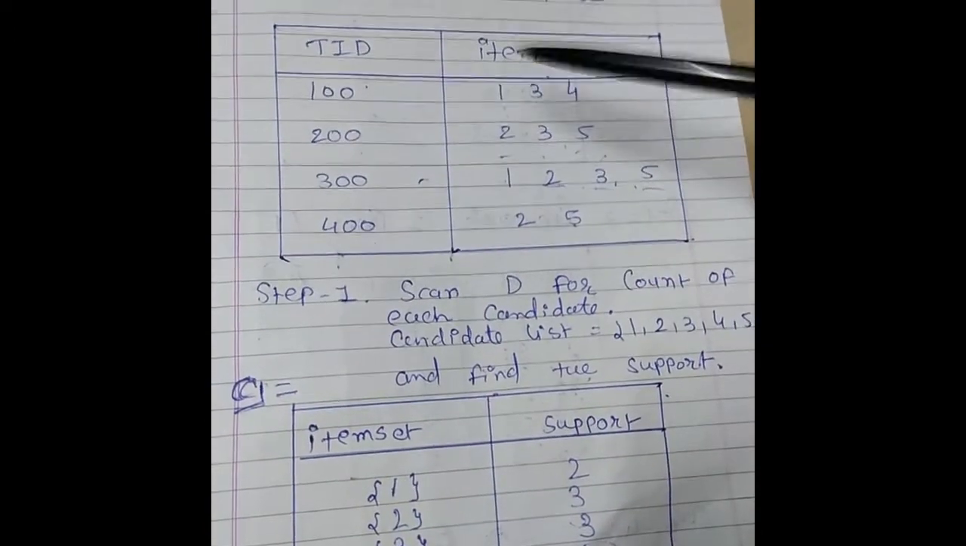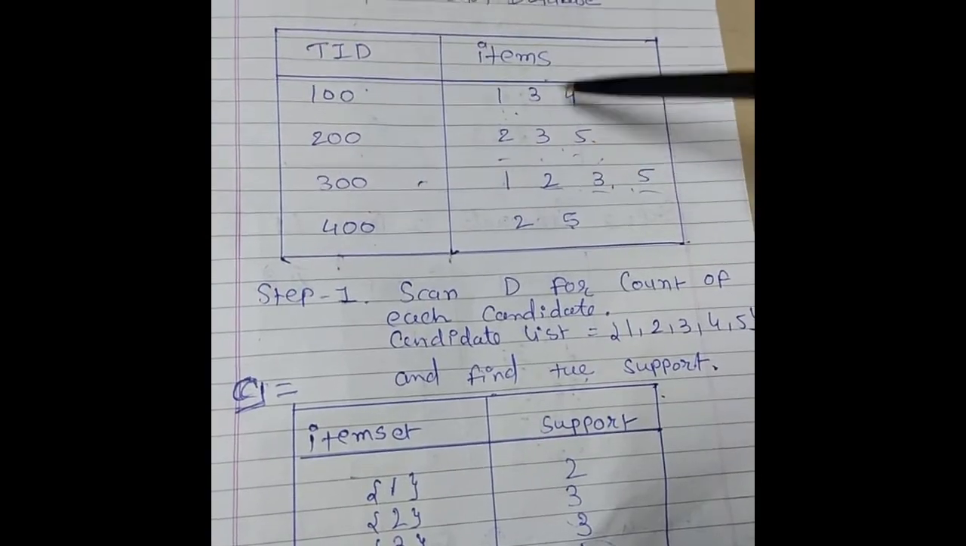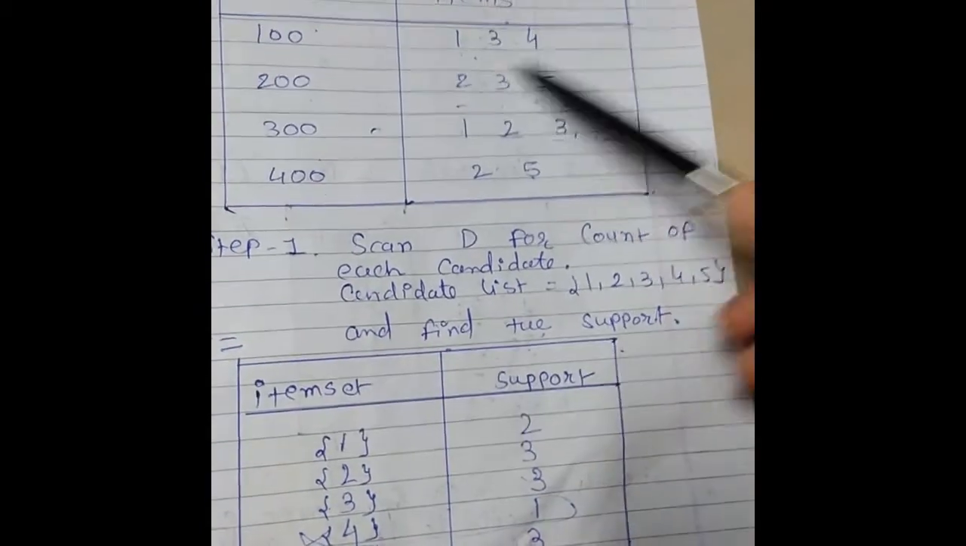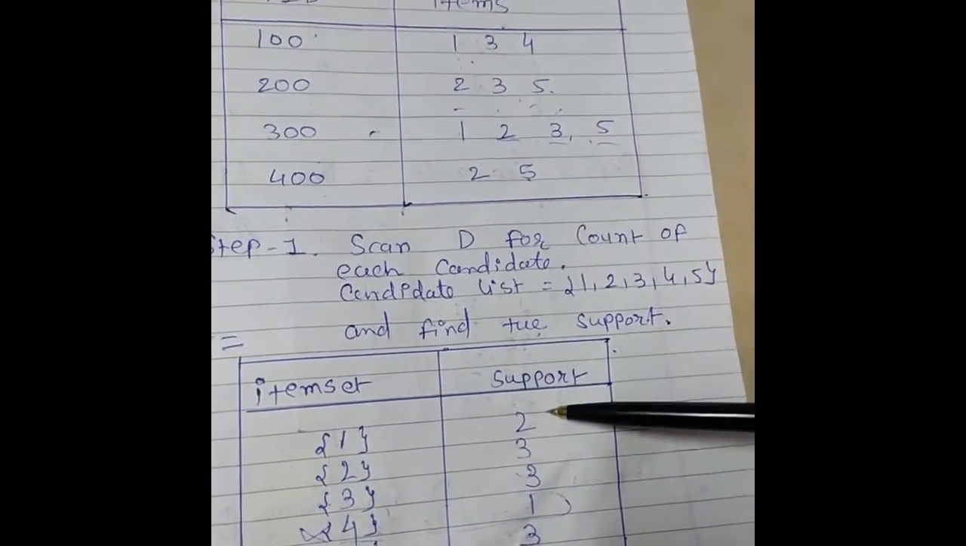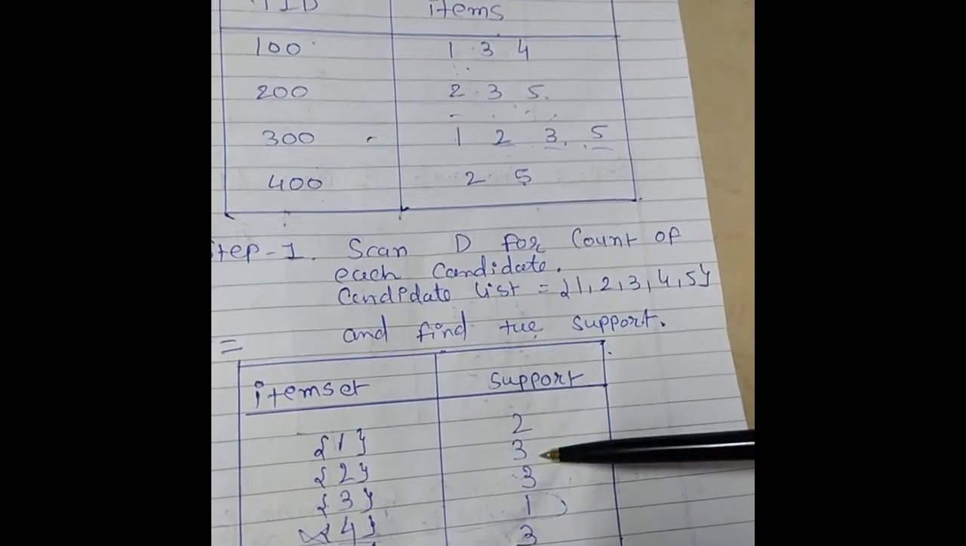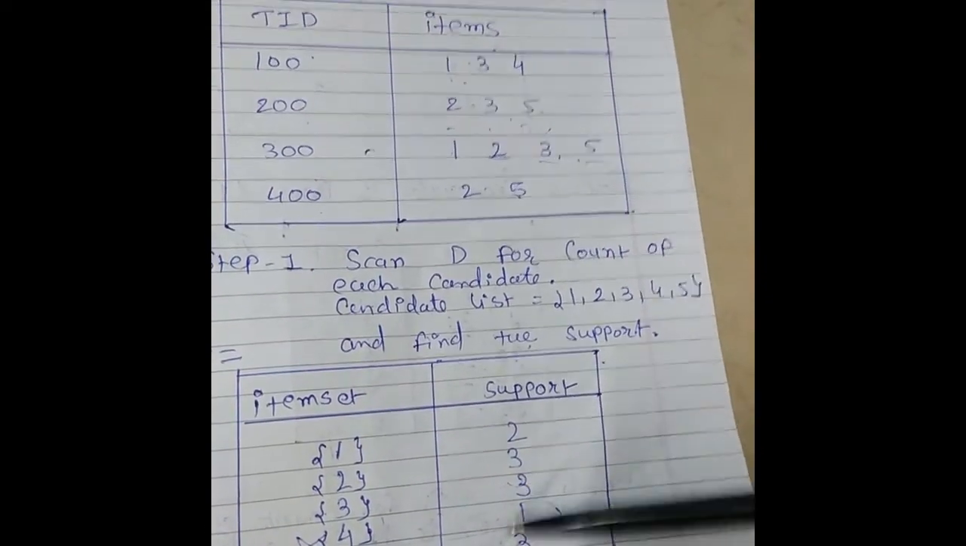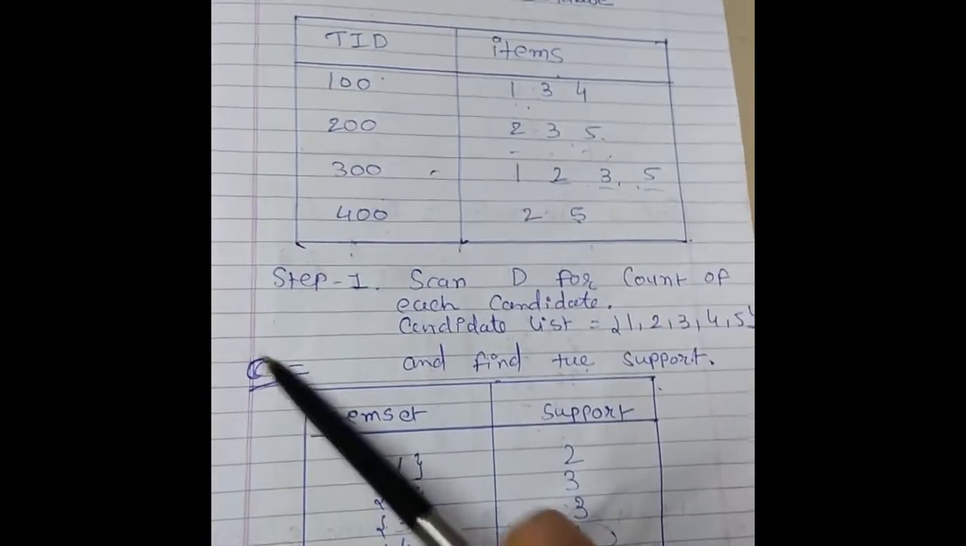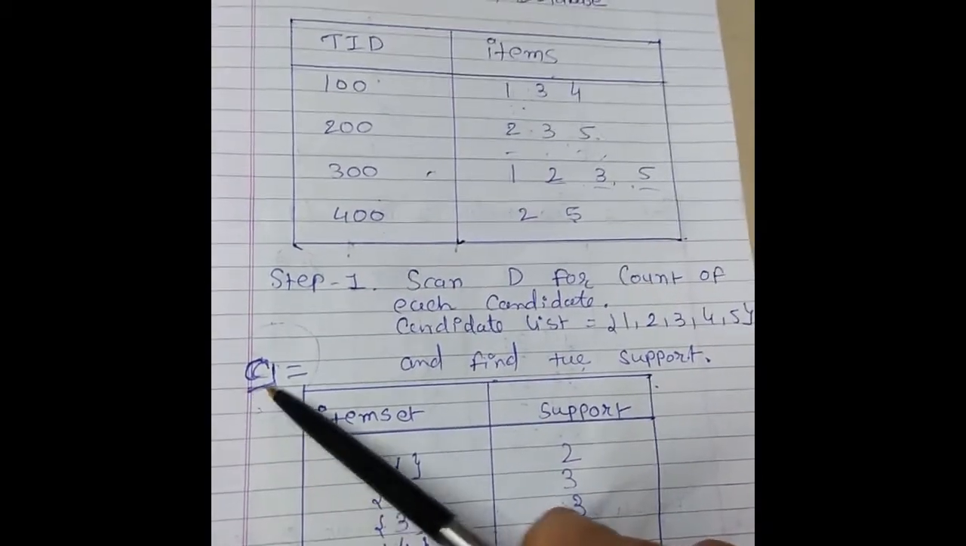Now we have to select individual items: 1, 2, 3, 4, 5. We'll write the support of each item. So 1 is repeated 2 times, so the support is 2. 2 is repeated 3 times, so support is 3. This is how the support of each item is counted. This is also called the C1 candidate set.